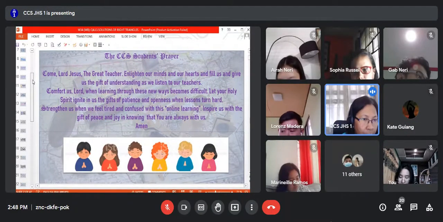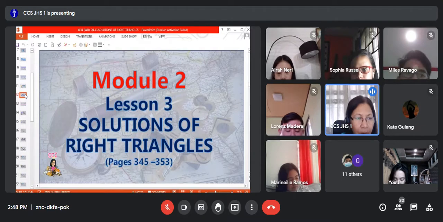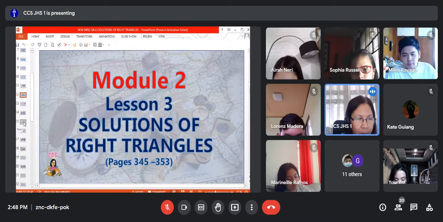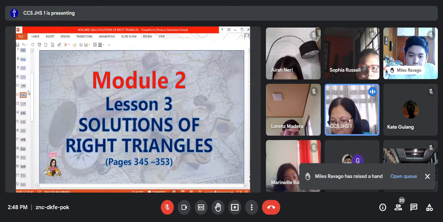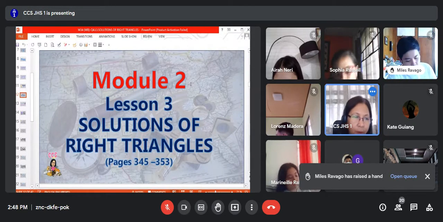Lesson number 3, solutions of right triangle. Any questions? What do you mean by solving a right triangle? If you're asked to solve a triangle, what will you do? Yes, Miles. To solve for its missing parts. Okay, solve for the missing parts of the triangle.